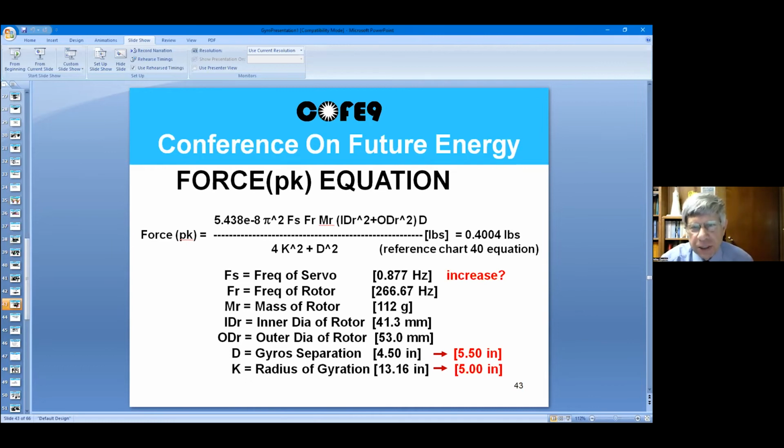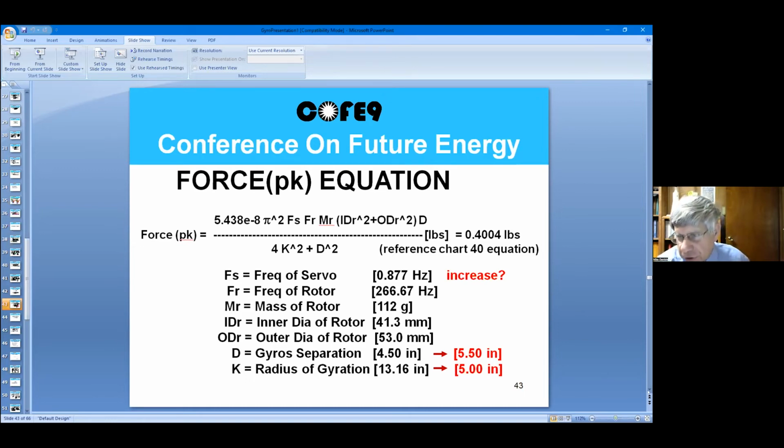Well, in looking at that, by increasing the separation distance and decreasing the radius of gyration, you can improve your numbers here. Now, the numbers in red are the minimums that are required for movement, and we'll get into that a little bit more. You also have a slight option of increasing the servo speed here. Everything else here is fixed by whatever gyros you have. In this case, this is a 2-inch gyro, so all those numbers are constant.